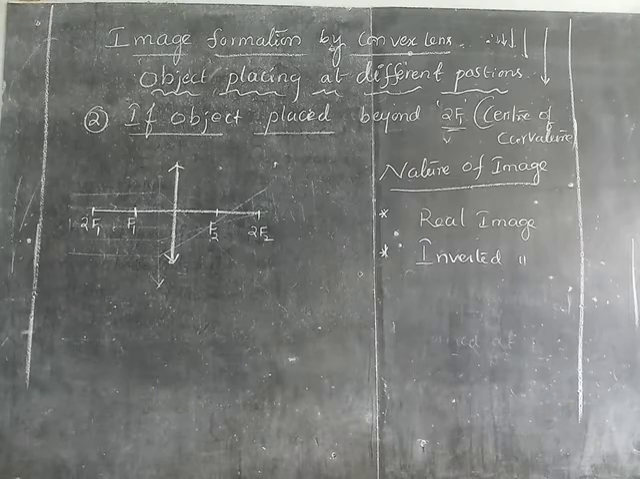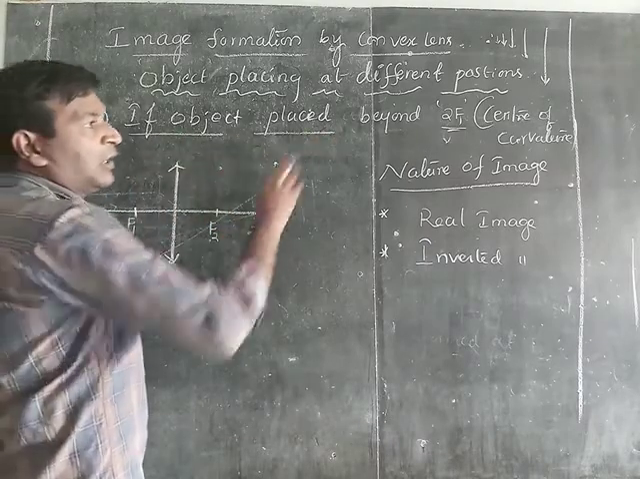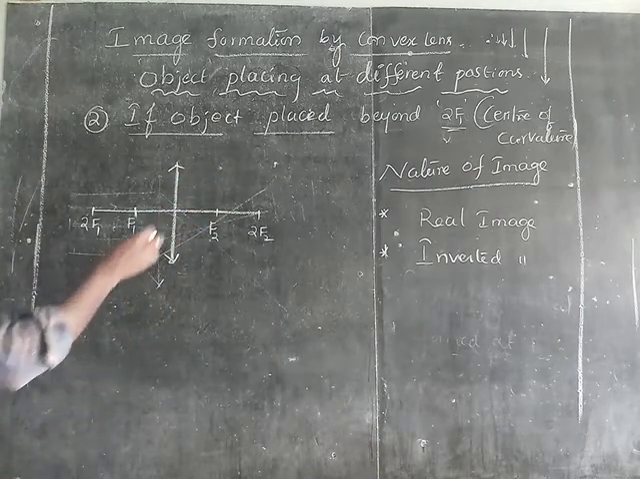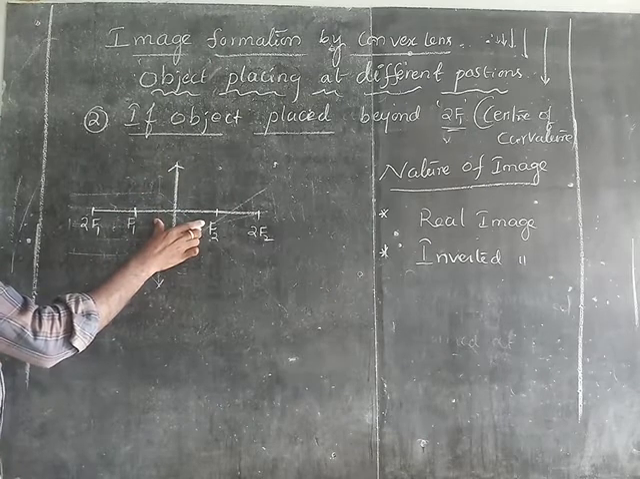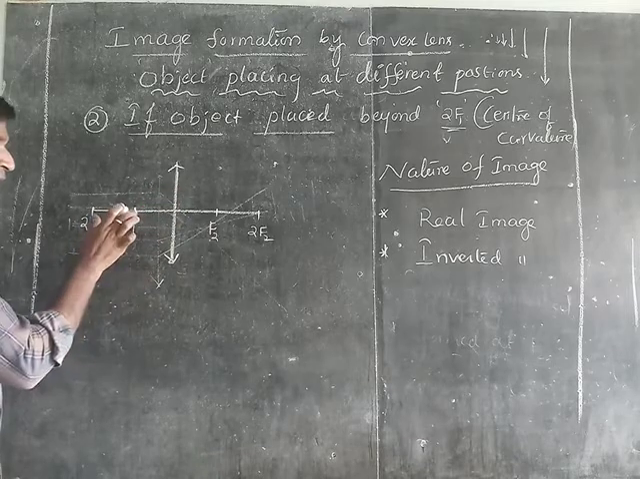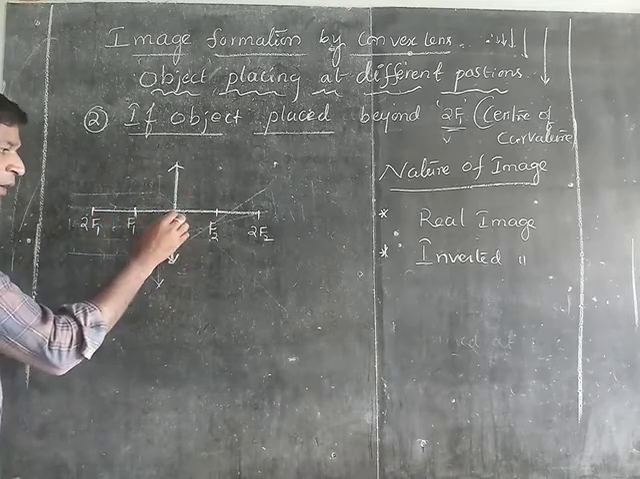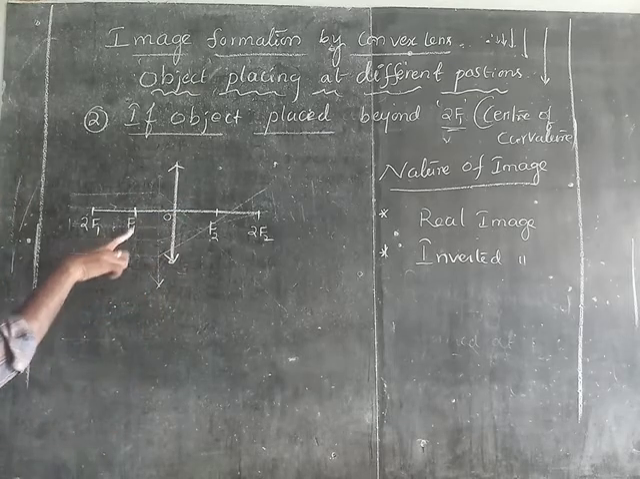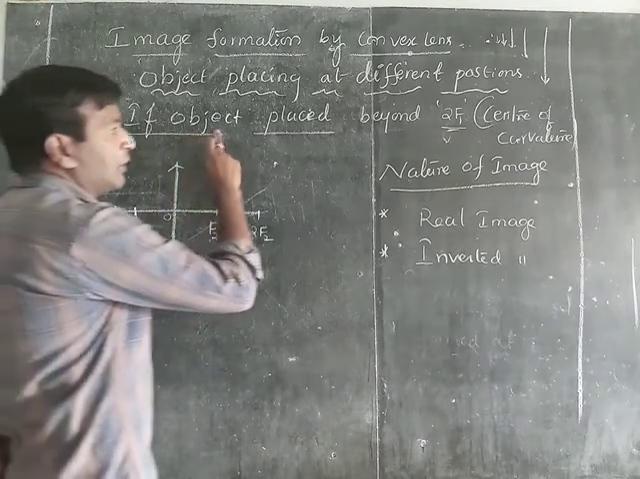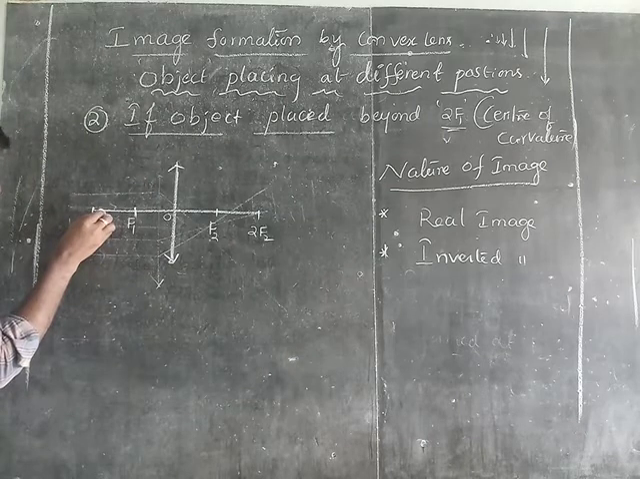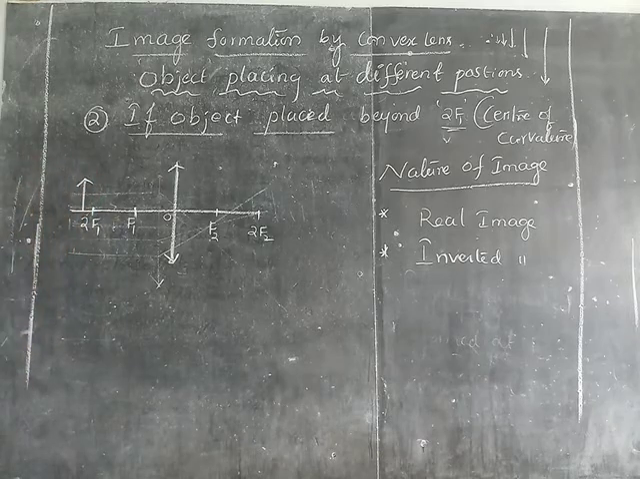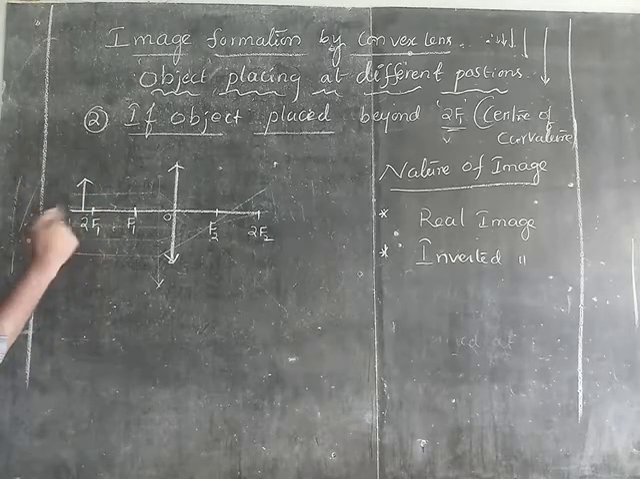Right, second one. If the object is placed beyond 2F1. 2F1 means the center of curvature. First draw the lens and principal axis. Maintain equal distances. This is the optic center, F1, F2, 2F1, 2F2. What is the position of the object here? Beyond 2F1, so slightly extend the principal axis like this. Now take an object placed beyond the center of curvature.